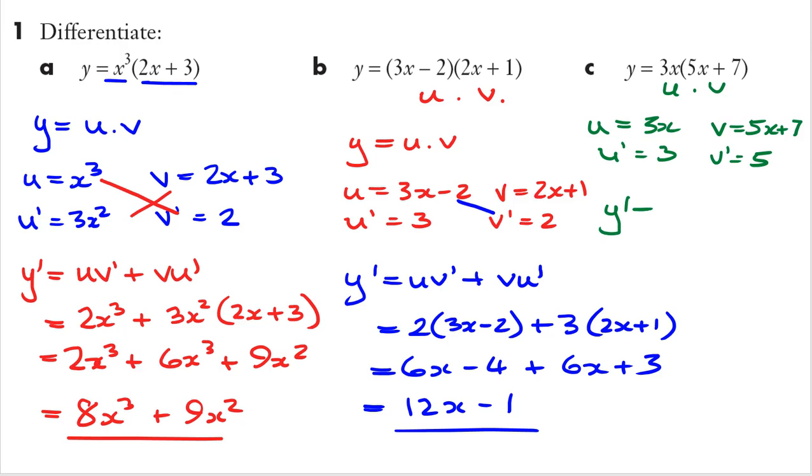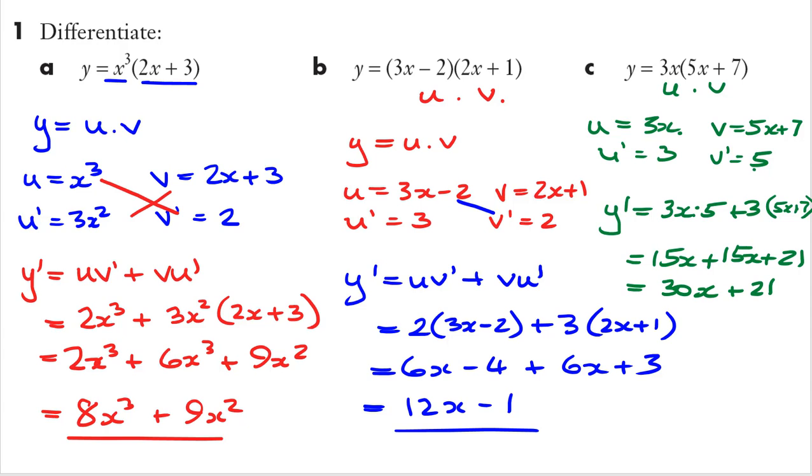Y dash equals u dash v plus v dash u, so it'll be 5 lots of 3x plus 3 lots of 5x plus 7. Tidying that all up would be 15x. Expand this out, that'll be another 15x plus 21, and our first derivative is 30x plus 21.